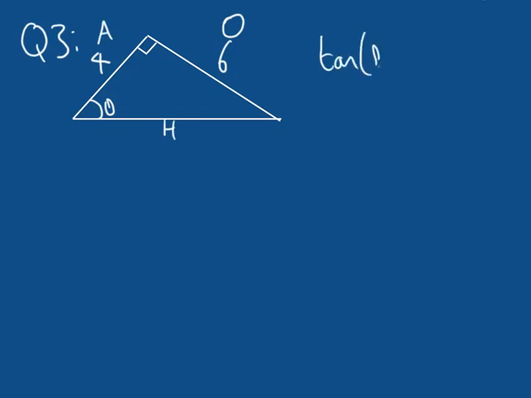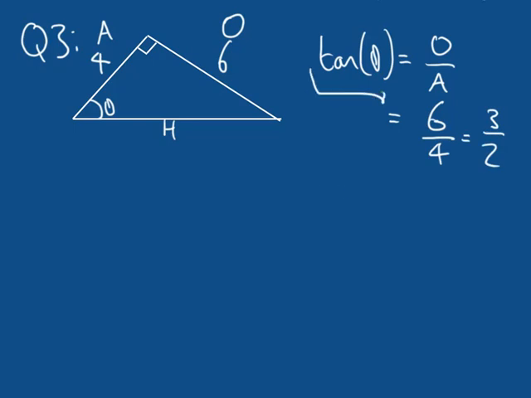So tan of our angle is equal to the opposite over the adjacent. That is equal to 6 over 4, which is equal to 3 over 2. So now that we have that, we can use our inverse of tan to find theta. So I'm going to use the inverse of tan of 3 over 2. That's going to tell us our angle theta.